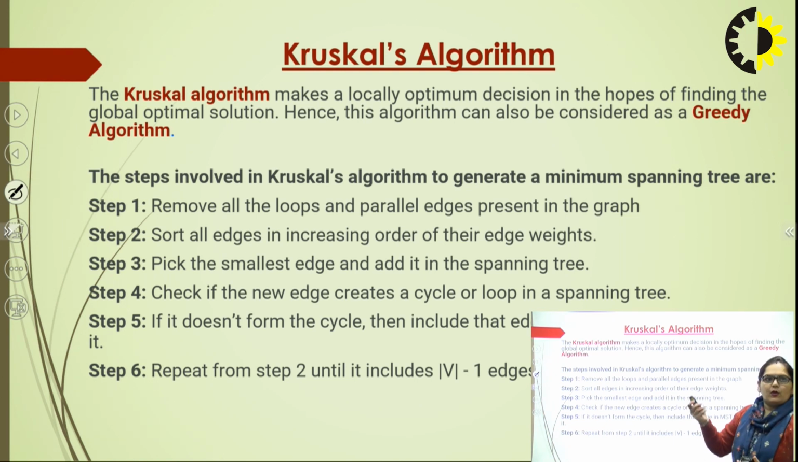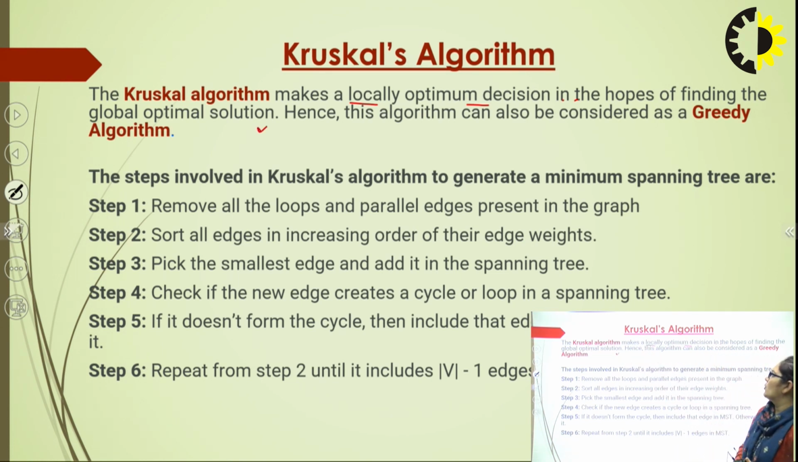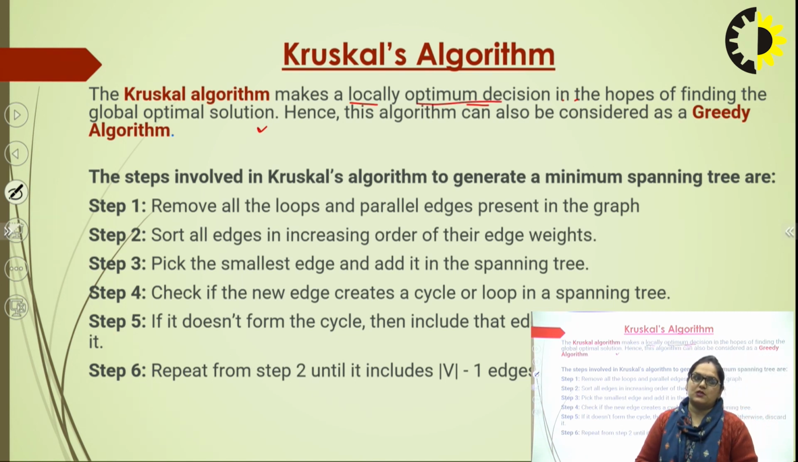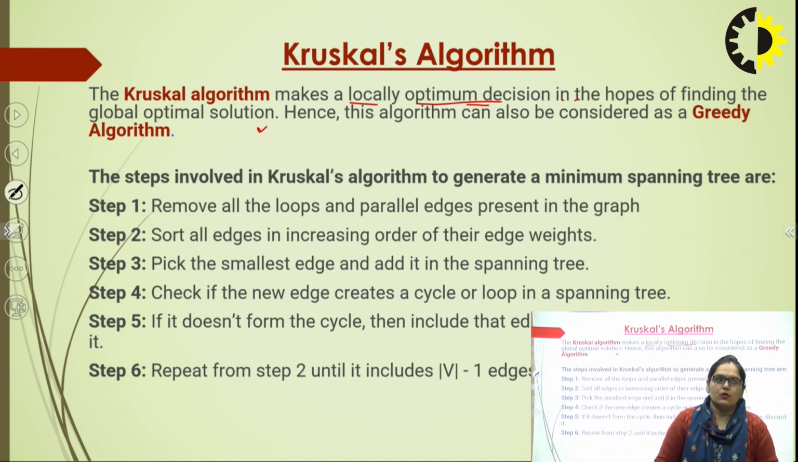Basically, what does Kruskal's algorithm do? It makes a locally optimum decision in the hope of finding the global optimal solution. Hence this algorithm can also be considered a greedy algorithm. So at the local level, immediately, whatever best solution or optimal choice you see, you choose it, in the hope that in the future you will find the global optimal solution.